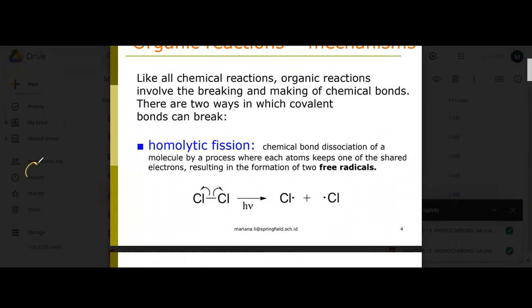can be shown by drawing a fish hook arrow. Usually we draw an arrow like this, right? This is a complete arrow, with a complete head. But since the bonding electrons here will be shared equally between the two atoms, you should draw like this.